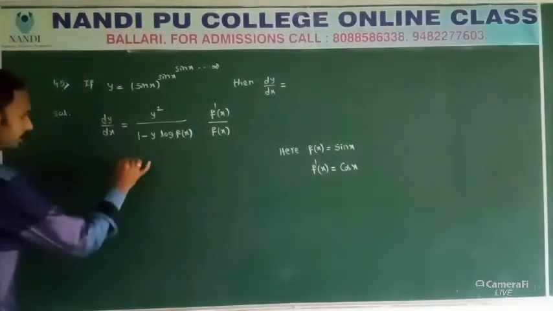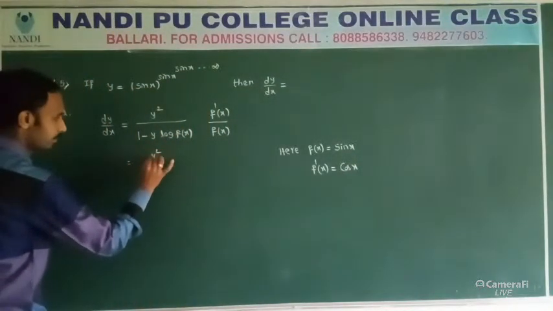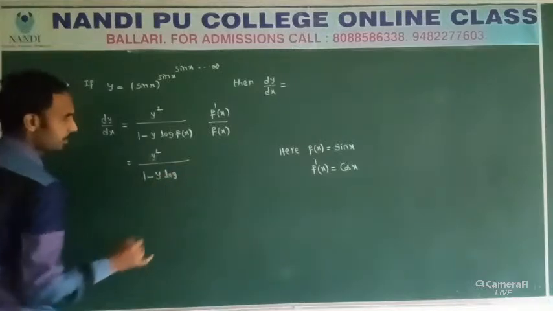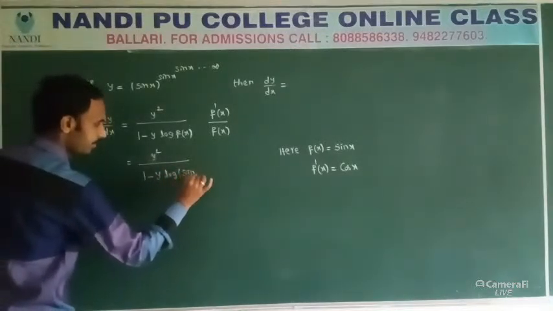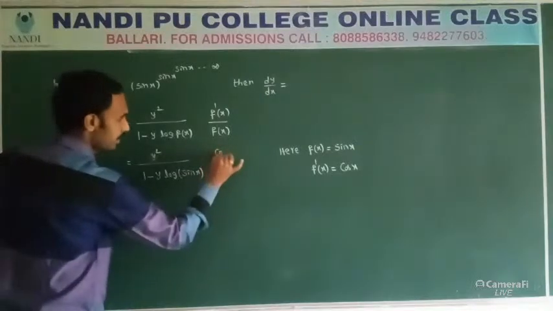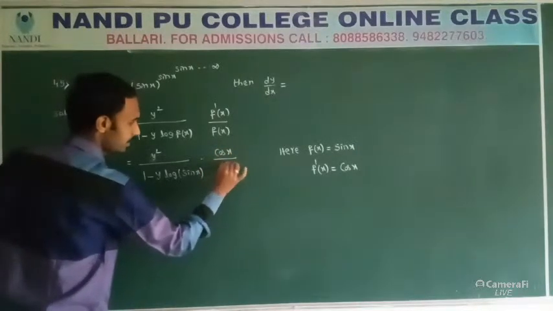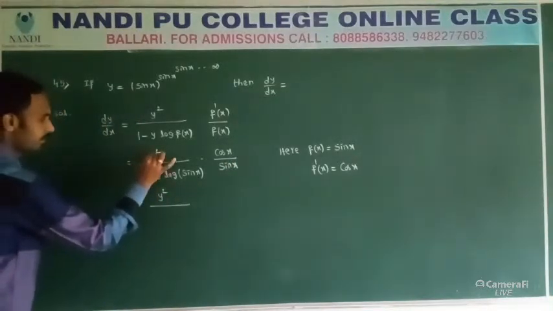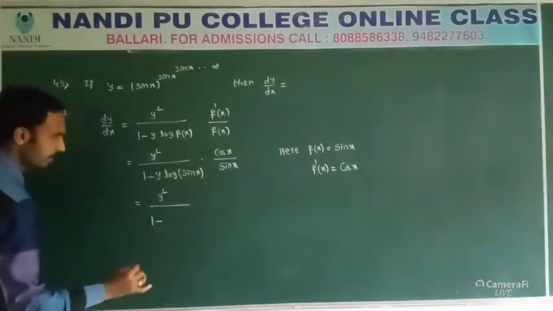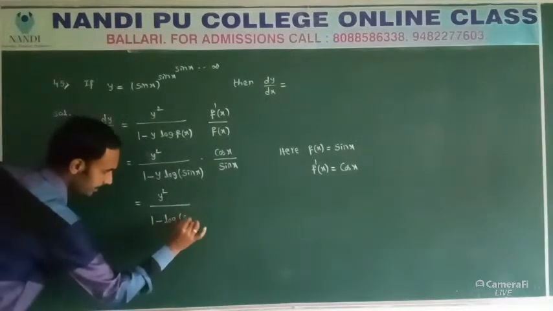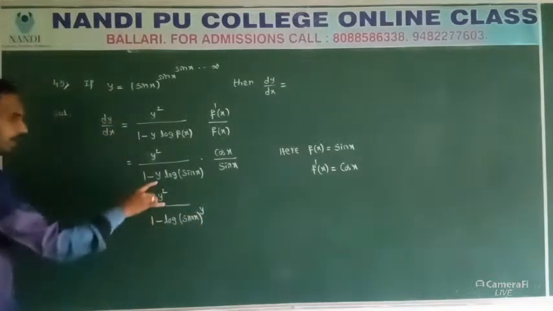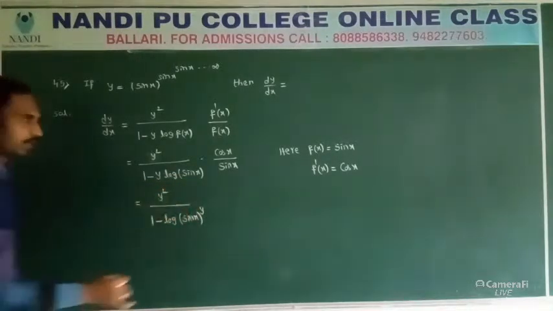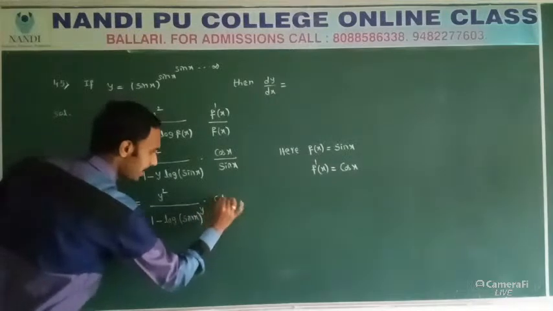Substitute: dy by dx is equal to y square by 1 minus y into log of f of x, which is sin x, into f dash x, which is cos x, by f of x, which is sin x. This is equal to y square by 1 minus log of sin x whole power y, since n into log m can be written as log m power n, into cos x by sin x, which is cot x.